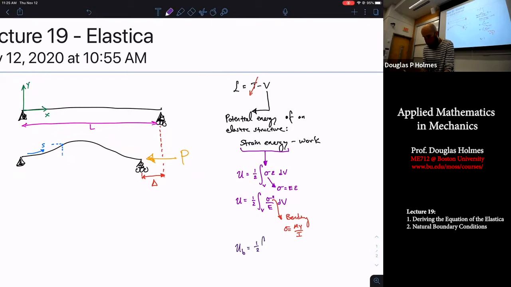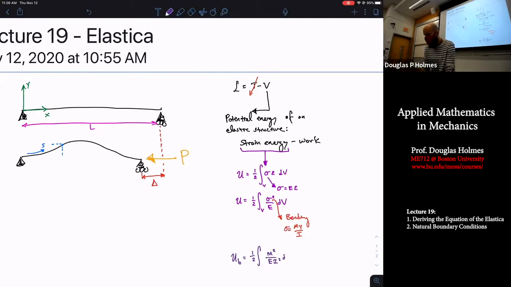It's going to be 1/2 M squared y squared over EI squared dV. I pulled out the y because that's going to be helpful for us. So hold on, give myself some more room. Oops. Sorry. Oops. Let's do some cleanup here. Okay, let's try that again.